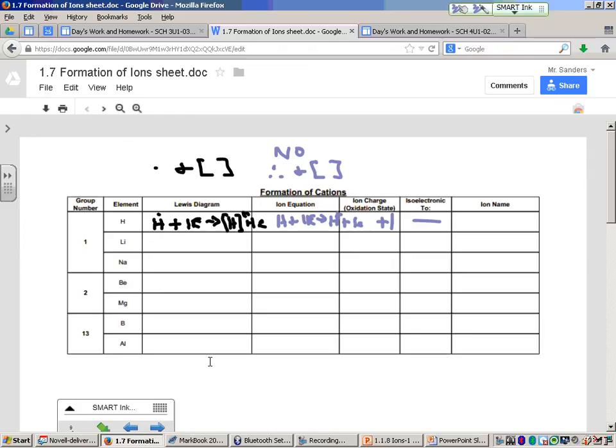Now the names of the ions, I forgot to go over those, but it's not a big deal. We can easily go over them. For cations, the name of the ion is the same as the name of the element. This is simply called a hydrogen ion. So the name for positive ions is the same as the name of the atom, except you put the term ion on the back end.